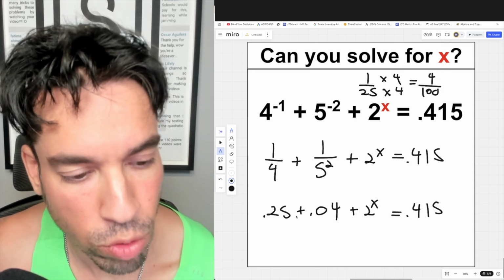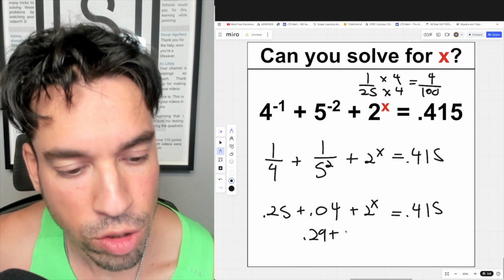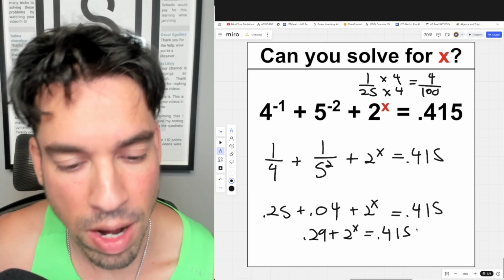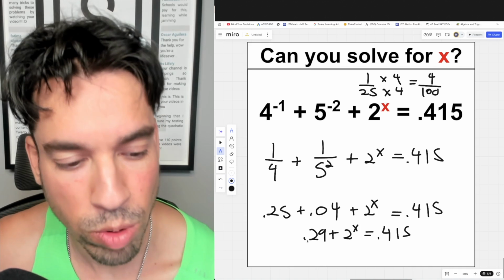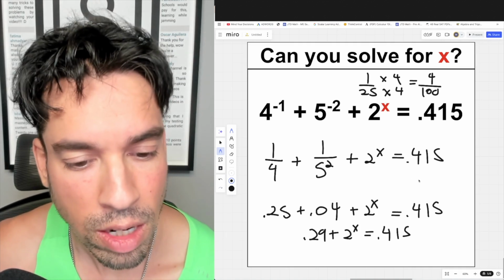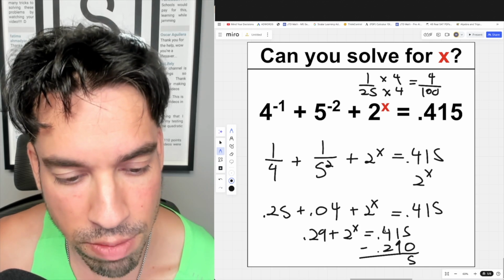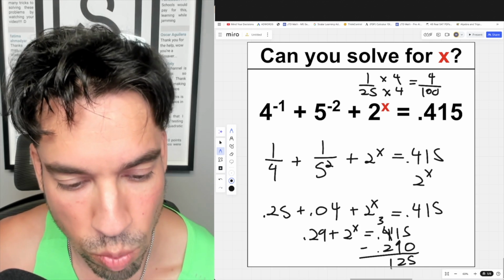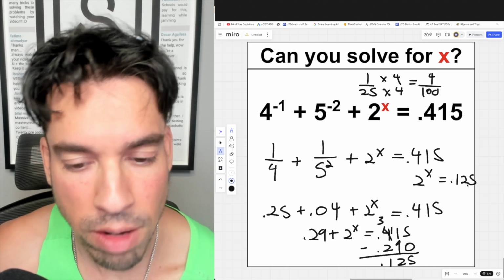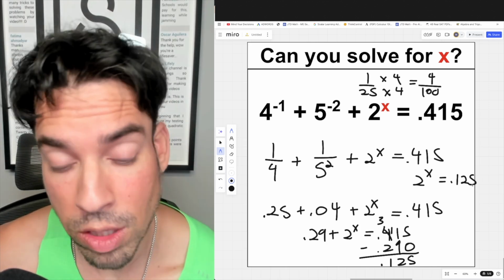Now we can add 0.25 plus 0.04. That gives us 0.29 plus 2 to the x equals 0.415. Okay, now what we're gonna do is subtract. We want to isolate 2 to the x. So I'm gonna subtract 0.29 from both sides, and I get 2 to the x equals 5, 11 minus 9 is 2, 3 minus 2 is 1, and we get equals 0.125.